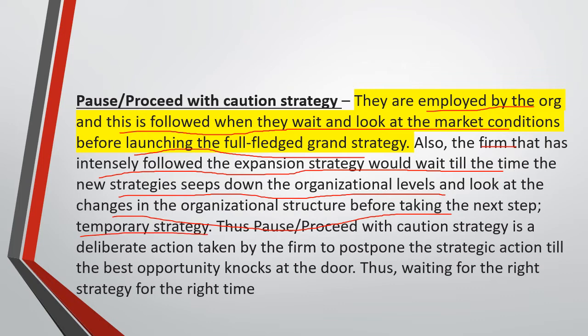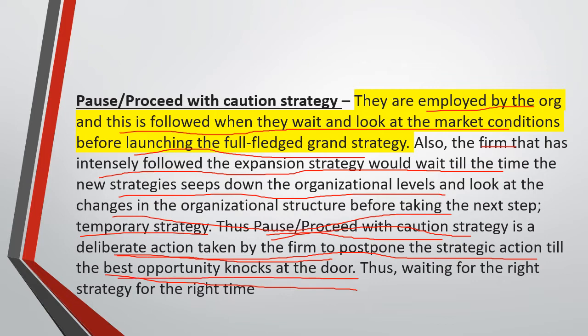So the pause or proceed with caution strategy is a deliberate action taken by the firm to postpone strategic action till the best opportunity knocks at the door. Until you find a good strategy, you would not take any decision. Until the best opportunity knocks at the door, you would remain calm and quiet. So waiting for the right strategy at the right time is the pause or proceed with caution strategy.